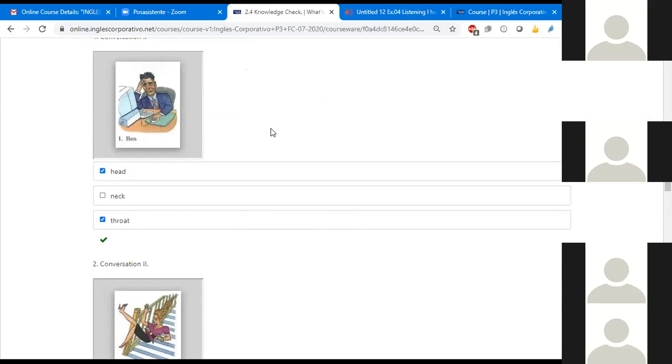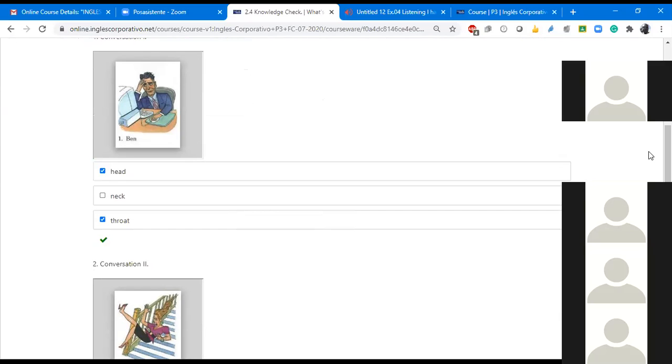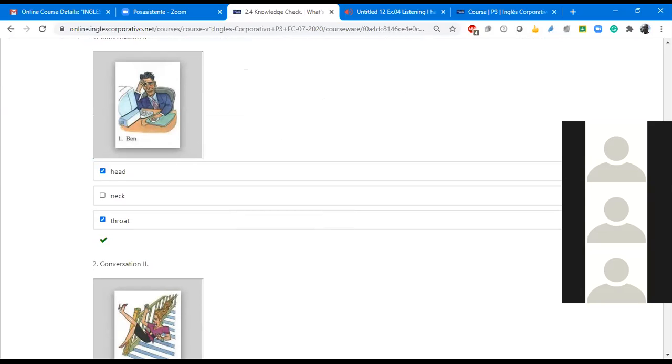Okay, remember the words. What are the words that we have for pain? Pain. What else? Help me. Sore. Pain, sore, ache, hurt. Okay. These are the four words that we're using here.